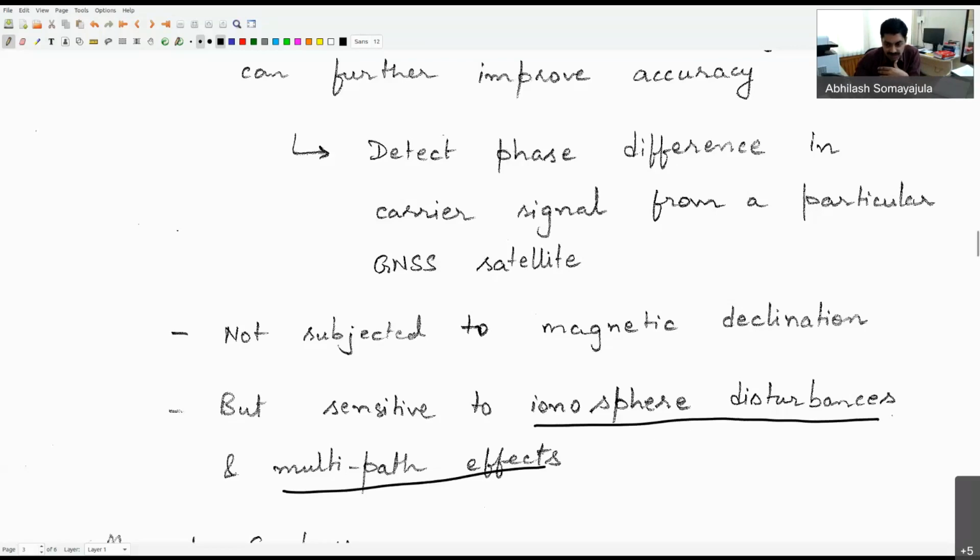Does everybody know what is an ionosphere? What are these ionosphere effects that I'm talking about? Have you heard the term ionosphere? What is an ionosphere? It's part of the atmosphere, right? Yes, the part of the atmosphere with a lot of interference, which can cause interference in EM waves.